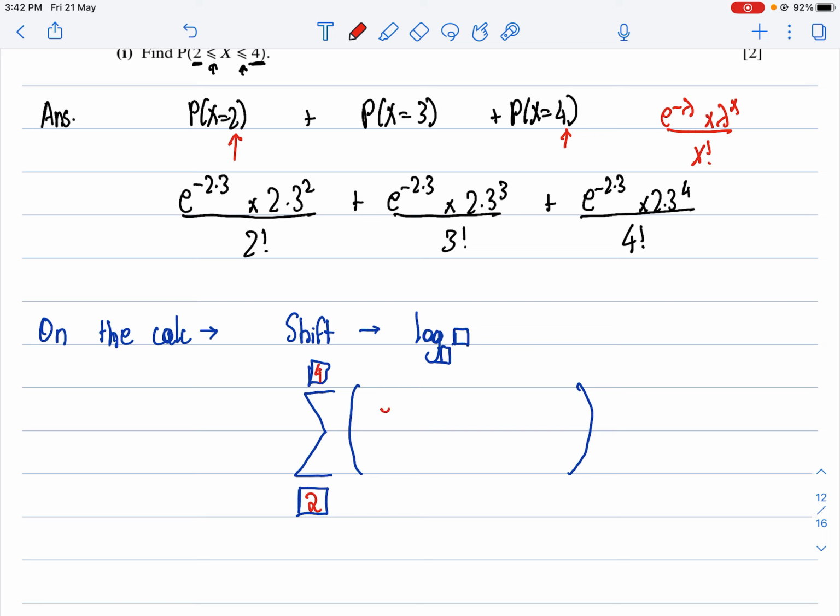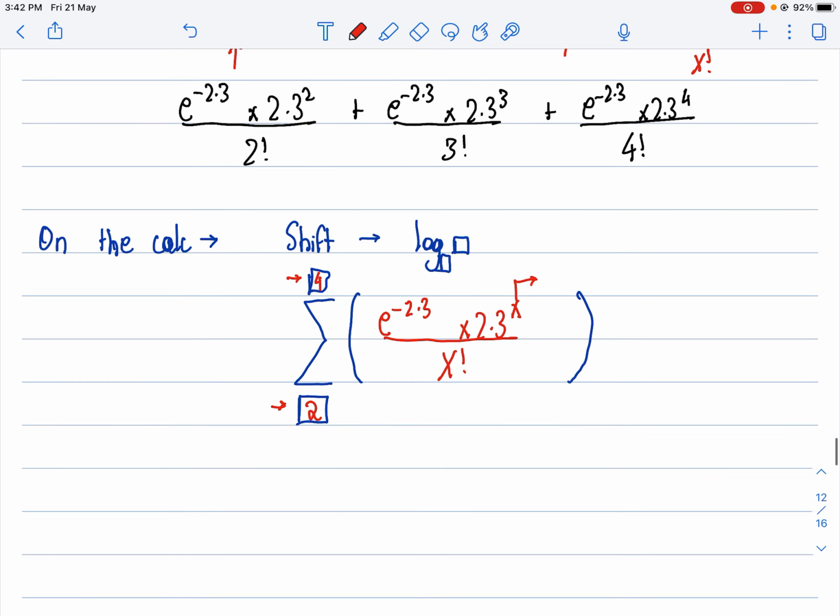And now here you can write e raised to minus your lambda, which is 2.3, into 2.3 raised to x over x factorial. X will take all the values from 2 to 4 in the summation inclusive, and to write an x you can simply click on alpha and then click on the closing bracket sign. Okay, so just do that much. I'm doing it on the calculator too.